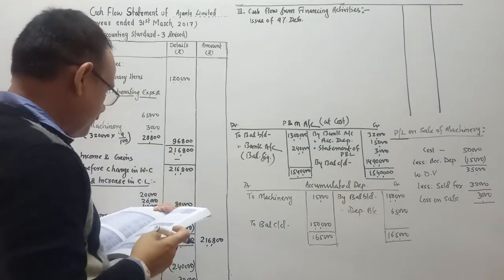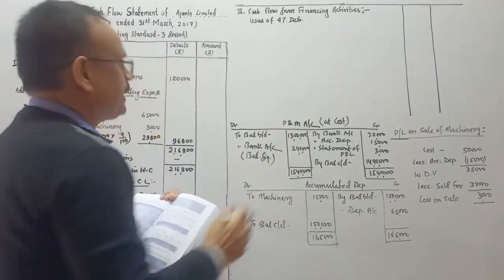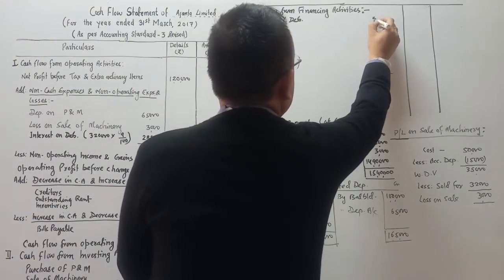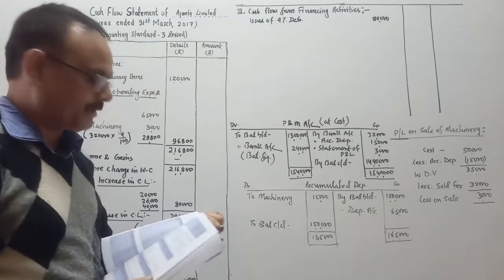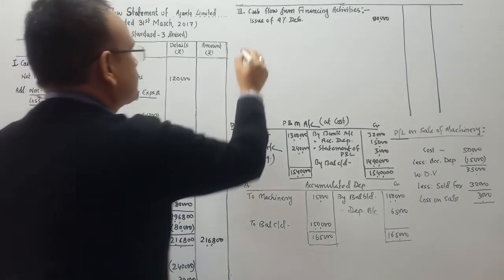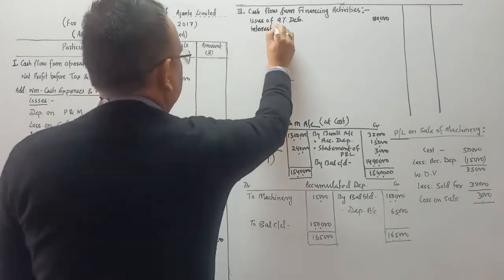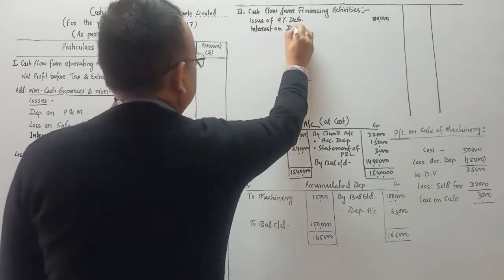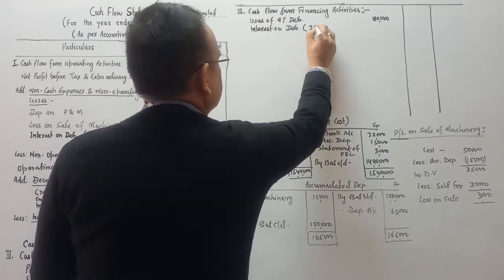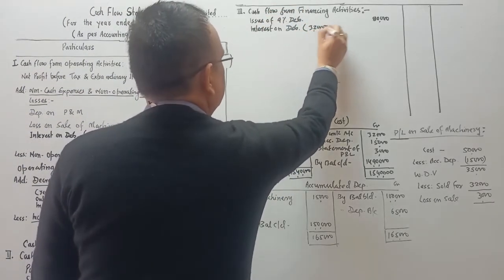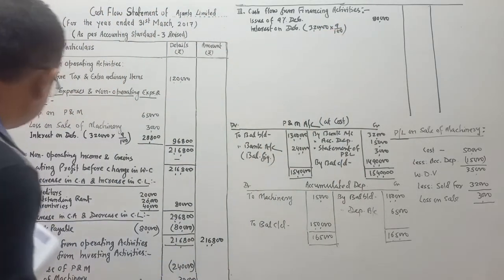Issue of 9% debenture. Last year it was 2,40,000, this year it is 3,20,000, so it has increased by 80,000. So this is an issue of debenture, an inflow of cash. And interest on debenture, which we have already calculated: the current year figure 3,20,000 into 9%.